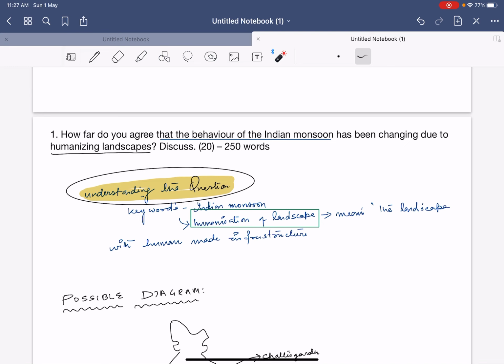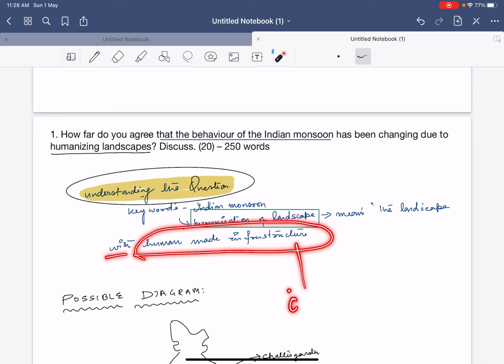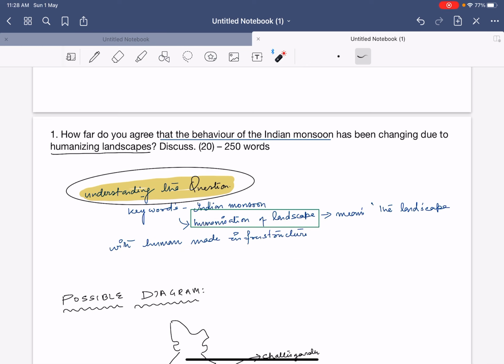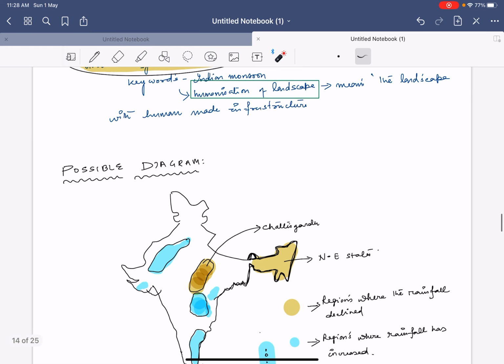Now, next is the key humanization of the landscapes. This means the landscape with human made infrastructure. What is this human made infrastructure? It can be anything, it can be your industries, it can be your urban areas, it can be other recreational facilities, etc. Now, what can be a possible diagram with respect to this?